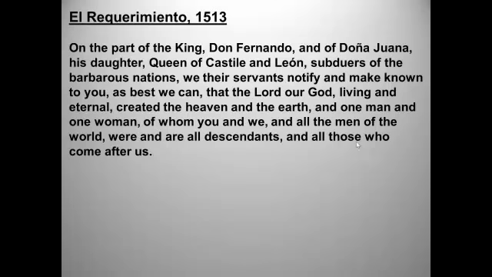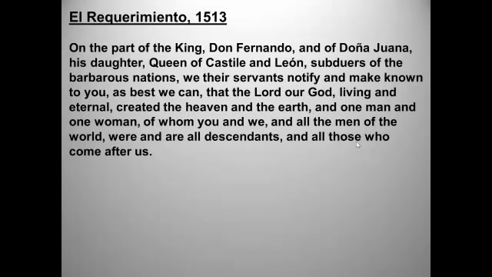The Spanish requirement, or requerimiento, Ms. Jacobs can correct my pronunciation, was by order of King Ferdinand and his daughter read to peoples that the Spaniards conquered or otherwise encountered. So here's the opening paragraph. What mixed message does this send? A mixed message that's going to show up in Spanish colonial art as well. Well, subduers of barbarous nations is not very subtle, although you should remember that Ferdinand is referring at least as much to the Moors as to the Aztecs and other indigenous peoples in colonial America.